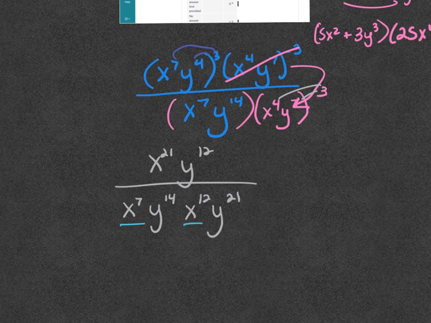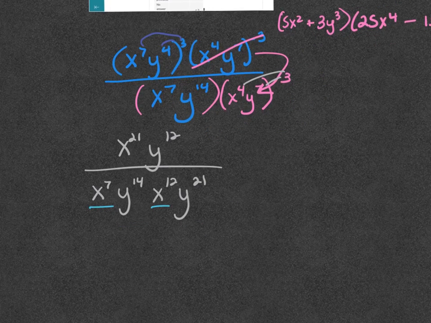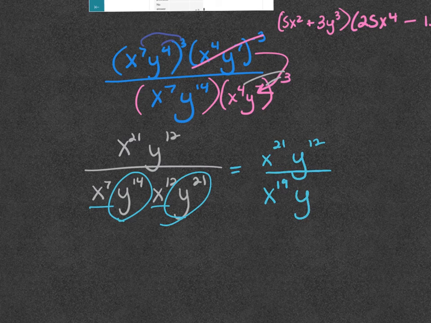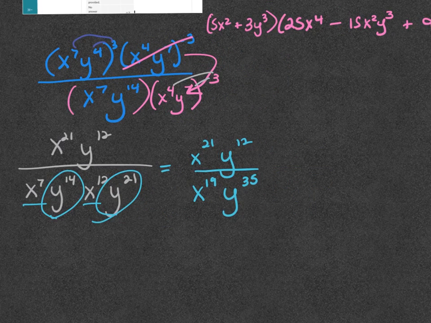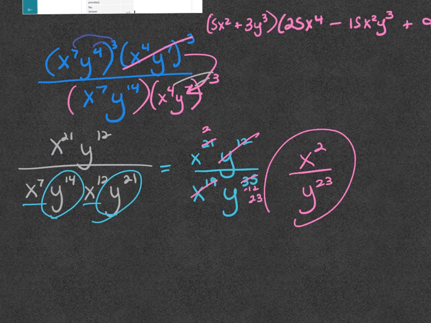Then in the bottom, I can add my exponents. So I'd get x to the 21st, y to the 12th on the top, x to the 19th, and this one to this one, y to the 35th in the bottom. And then from the top to the bottom, we want to cancel by subtracting, but keeping it where it's the highest. 19 of these would cancel, and I'd get x squared in the top. 12 of these would cancel, and I'd get y to the 23rd in the bottom.